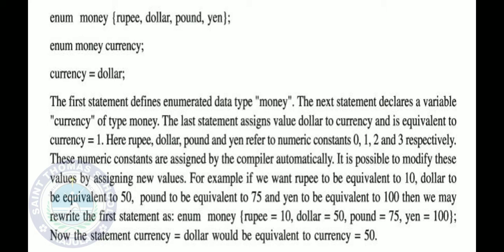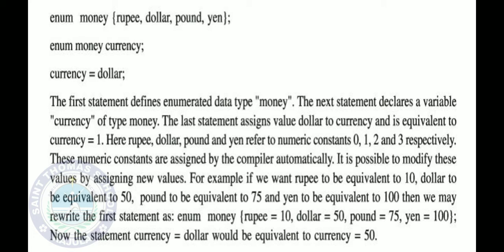That I already told you. This is the default value, as we said that whatever values are given in the curly braces have a numeric constant value that begins from 0. Now the numeric constants are assigned by the compiler automatically. We are not giving them; they are automatically given to those variables by the compiler.